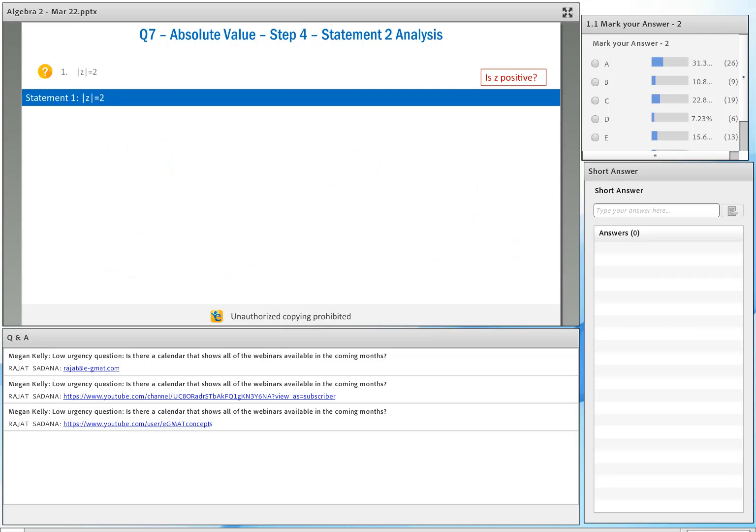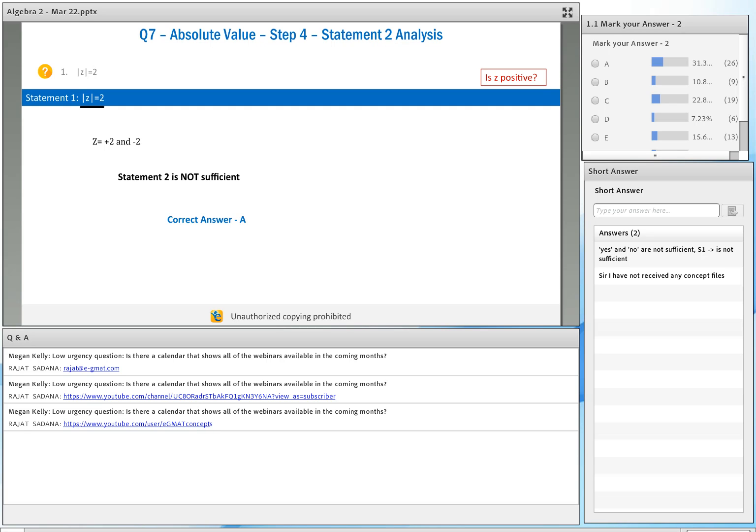Okay. Now let's look at the second statement. So statement 1 is sufficient. We know that. Statement 2 says the absolute value of Z is 2, which means Z can be +2 and -2. Both of them are essentially possible given what was given in the original question, which means by itself statement 2 is not sufficient. So the correct answer is A.